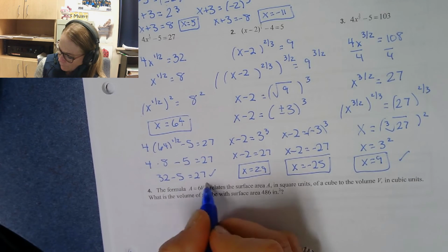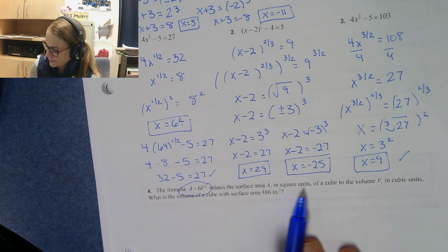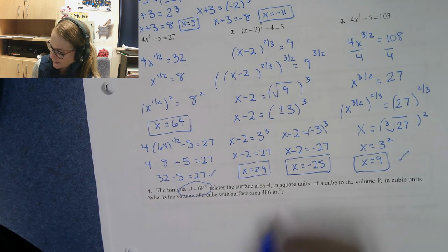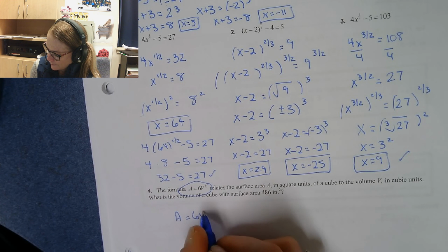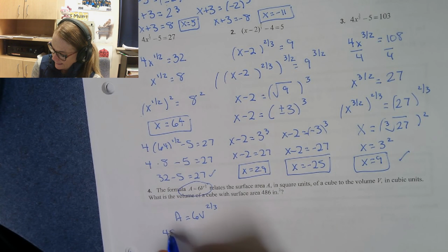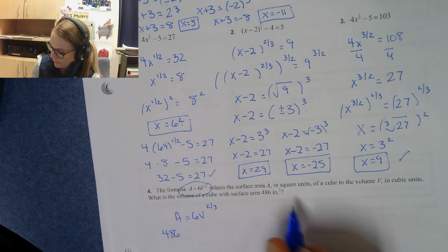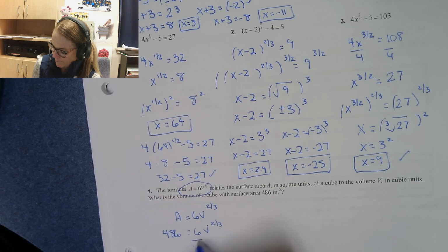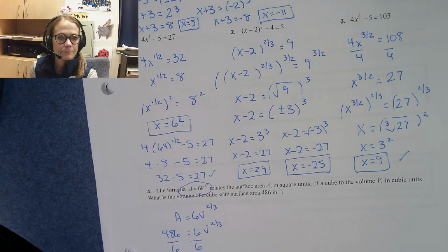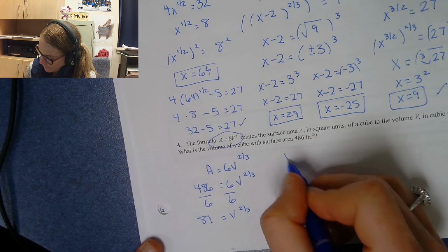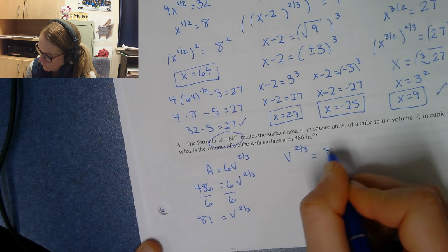It says this formula relates the surface area A, in square units, of a cube to the volume V in cubic units. What's the volume of a cube with surface area 486 inches squared? So just a word problem that has a rational or fractional exponent. 486 is the area, the square inches area, and they want us to find the volume, so solve for V. So divide by 6, that's 81. So I've got V to the 2/3 equals 81.